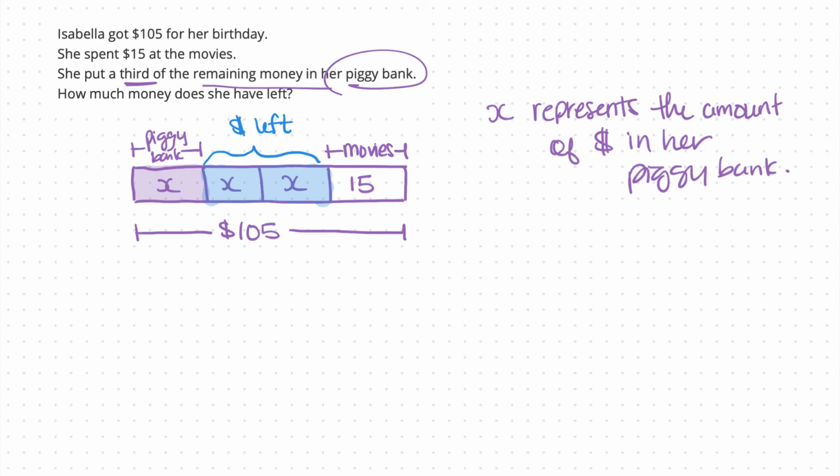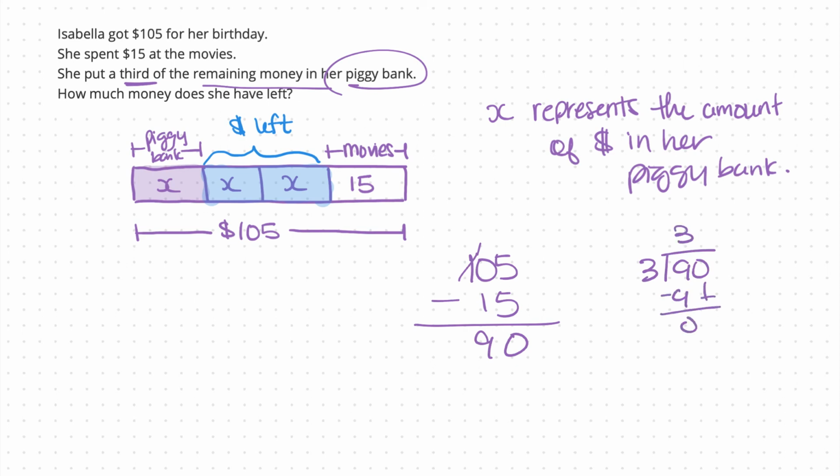Well, we can do 105, take away 15. So that's going to give us 0. 10, take away 1, so that means 90. So that means all of those x's are 90. So I would want to do 90 divided by 3, which would give me 3, 0, and 0. So that means that 30 is equal to one of these x's.